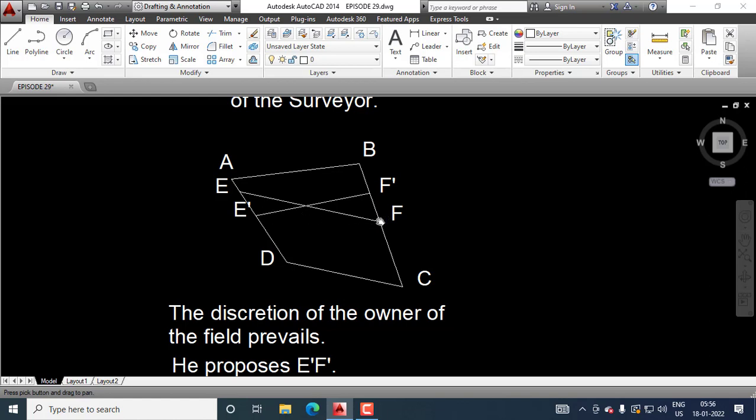If we shift F to F dash, we must calculate E dash. If we shift E to E dash, we must calculate F dash. The discretion of the owner prevails only on FF dash or EE dash. His discretion can't prevail on both these shifts. He chooses one direction, one shift, and calculations choose the other shift.